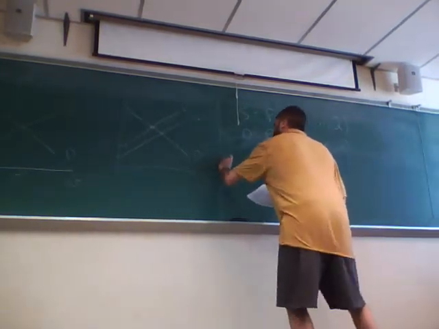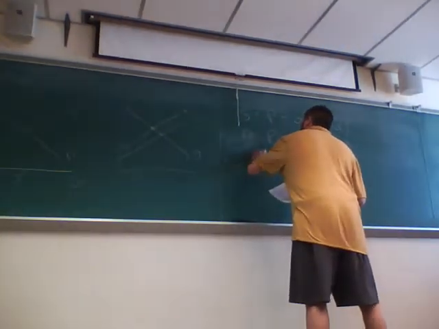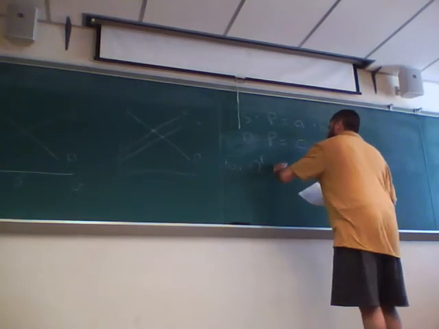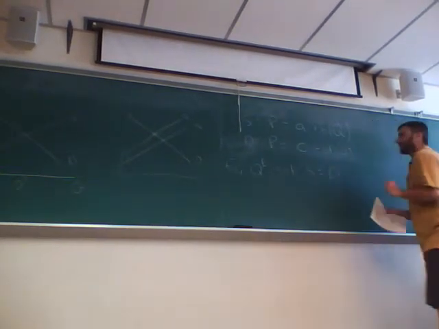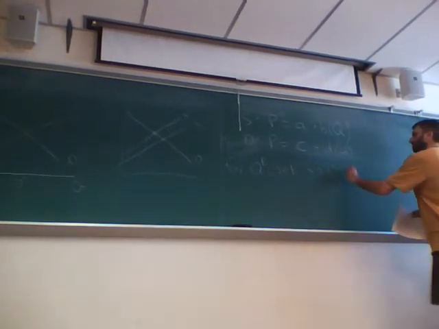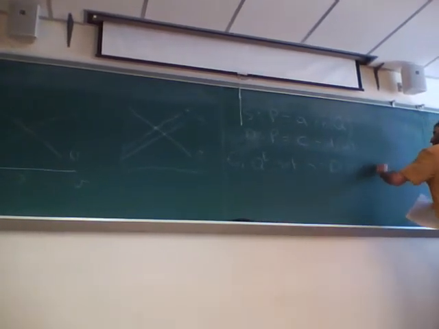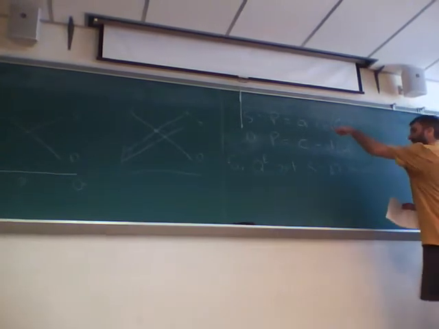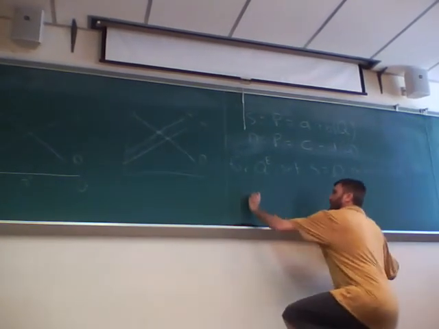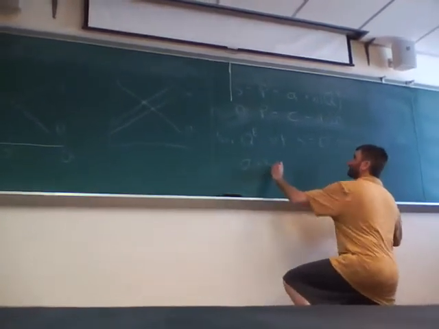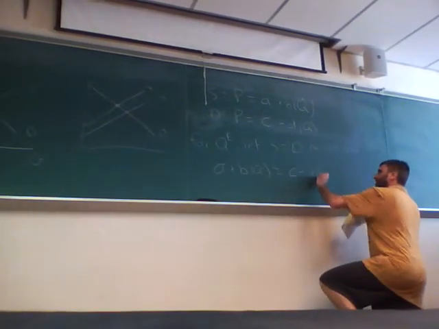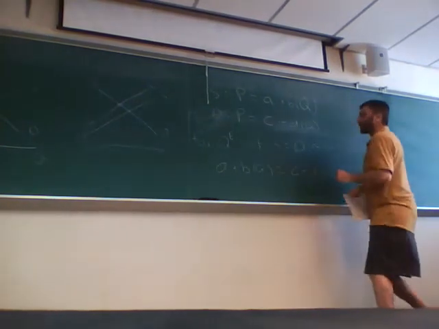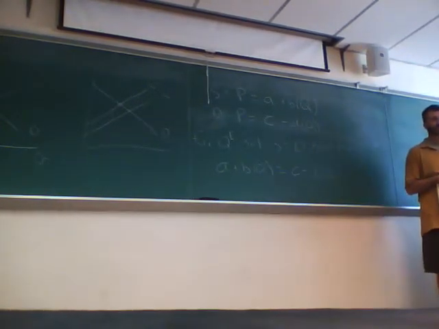And to solve for the equilibrium quantity, you just set supply equal to demand, meaning you literally set this equal to this: A plus B times Q equals C minus D times Q, and you solve for Q.